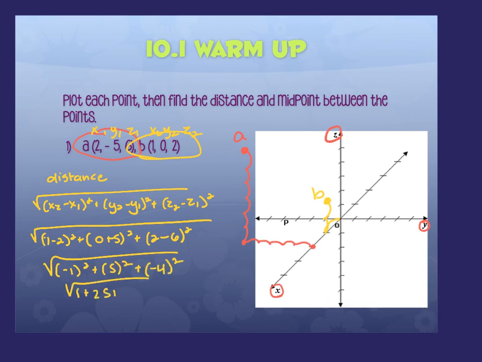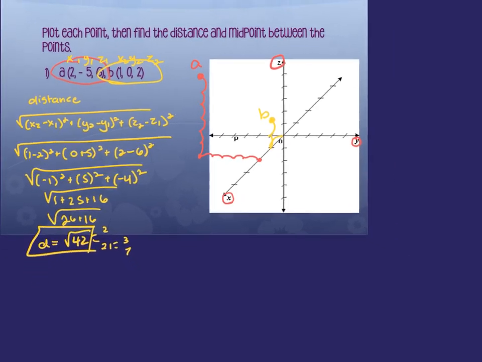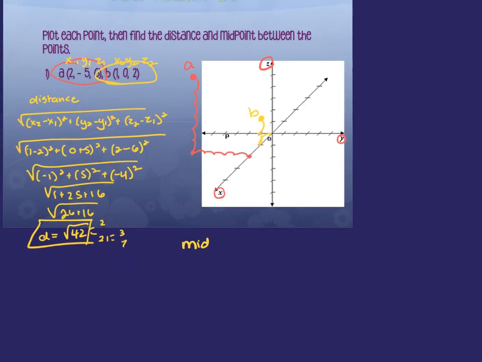Okay, so -1 squared plus 5 squared plus -4 squared. 1 plus 25 plus 16. 26 plus 16. 42. That's 2 and 21, which is 3 and 7. It doesn't break down any further, so that's the distance. And then the midpoint, we're just going to add the 2 x's, divide by 2, add the 2 y's, divide by 2, and add the 2 z's, divide by 2.